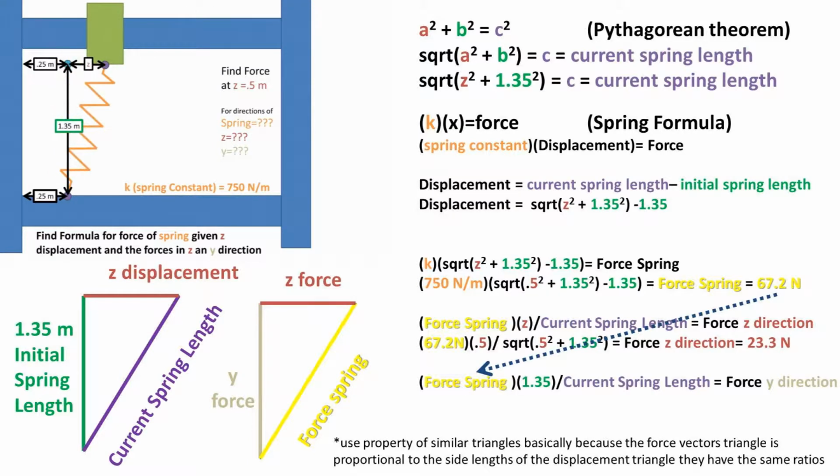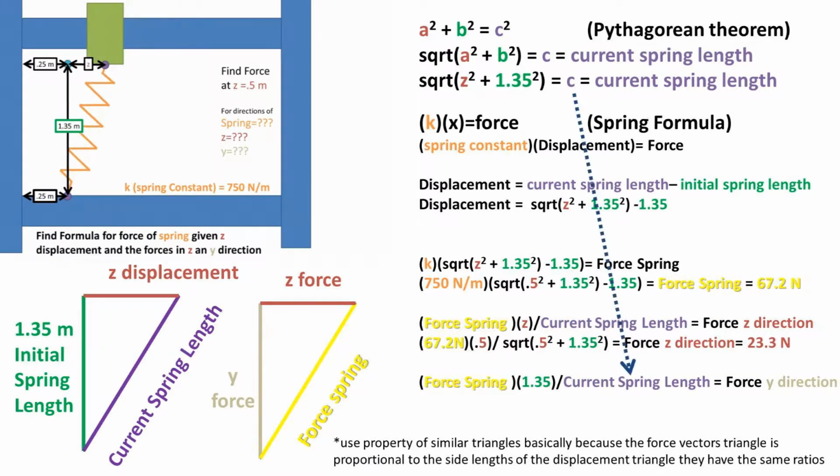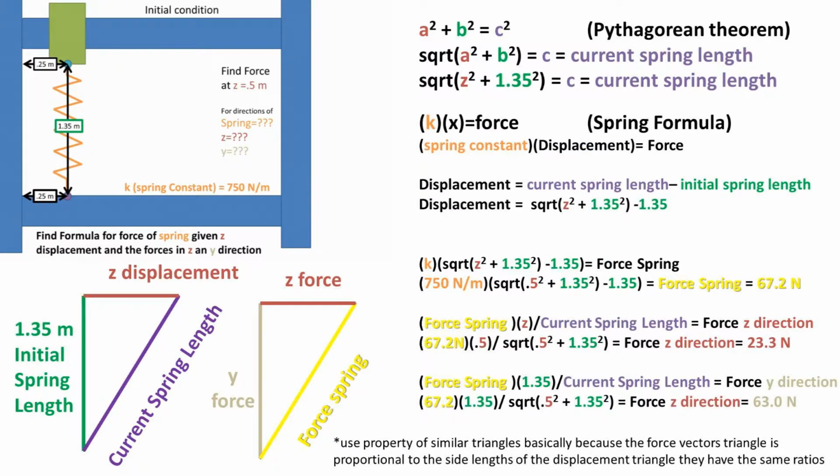To find the force in the y direction, we do the same thing, but with the force of the spring times the ratio of the initial spring length over the current spring length. Plugging in our values, we get a force in the y direction of 63 newtons.